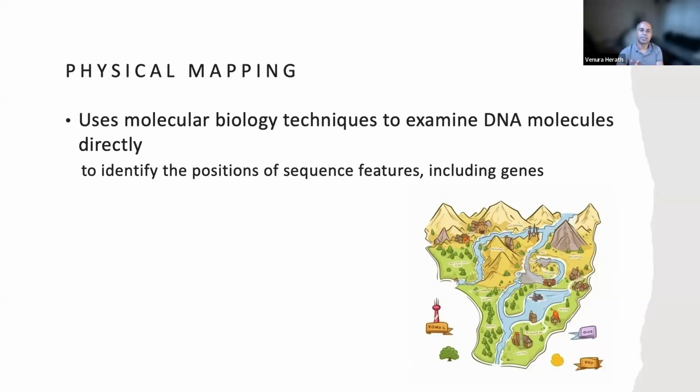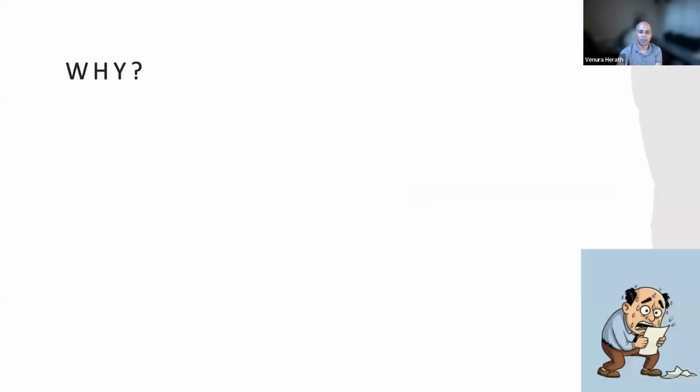Okay, so these are the two major approaches we use. Today we are going to talk about genetic mapping, and next week we are going to talk about physical mapping. And so now you're thinking, okay, we are talking about genetic mapping and physical mapping, and I'm pretty sure you have this question: why do we need to do these kinds of mapping? Because it takes time, and some mapping experiments will make you go crazy when it comes to analyzing data and trying to find missing links.